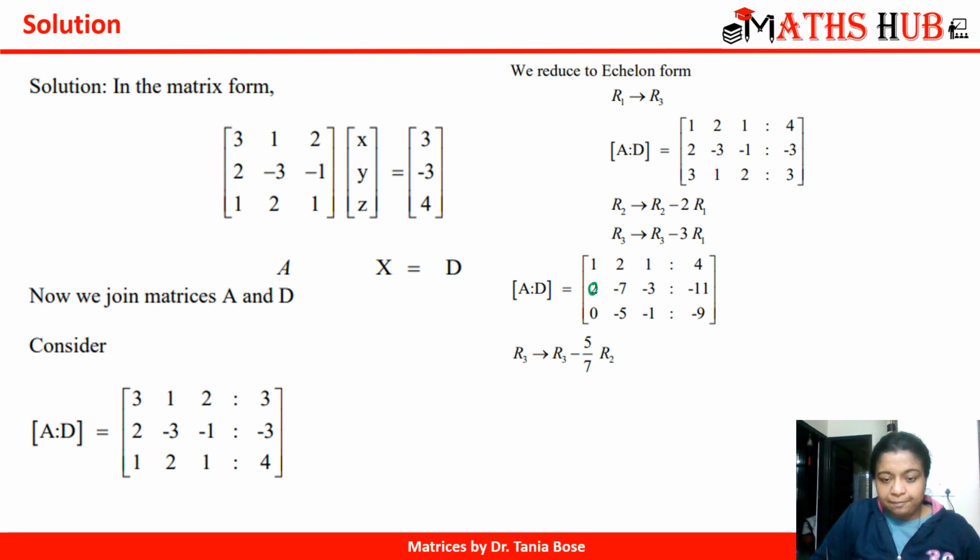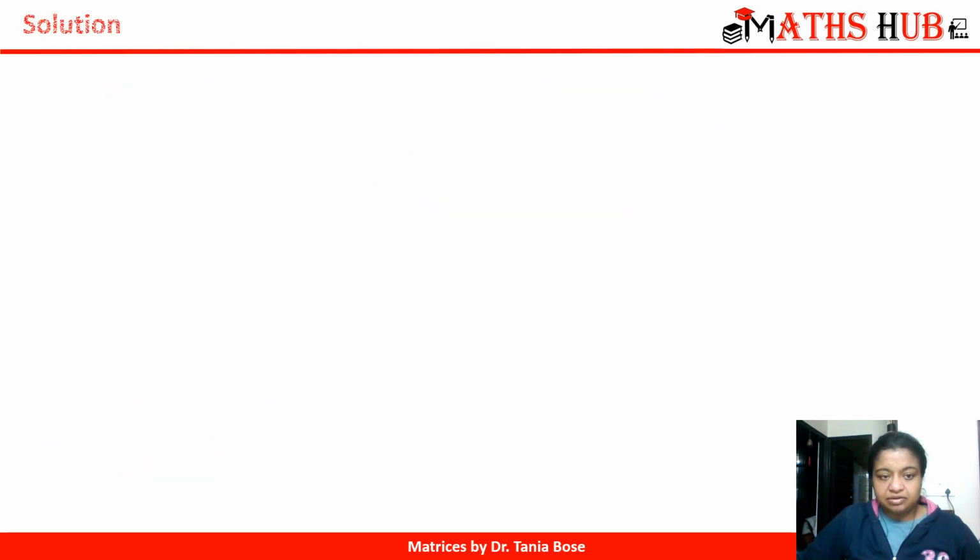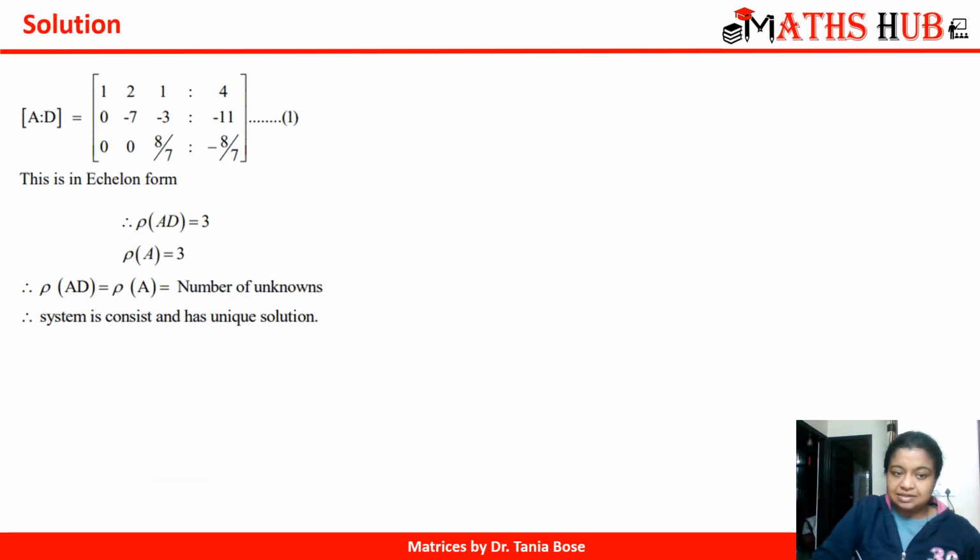After converting them, we'll get this matrix, and then we can make this entry in R3 equal to 0 by putting R3 is R3 minus 5 by 7 times R2, right? So we are multiplying this row by 1 by 7, then multiplying with 5, so it will become 0 here, right? When we do these changes, we get the matrix as this.